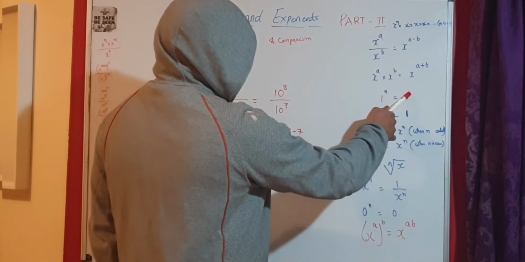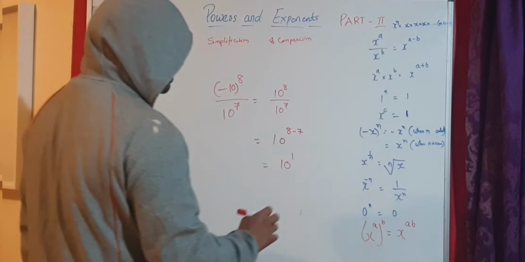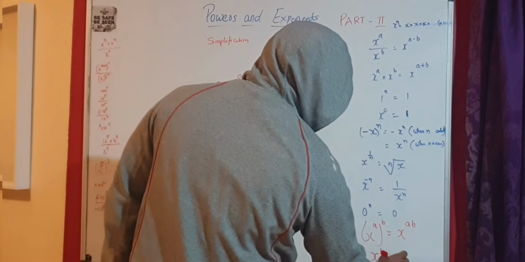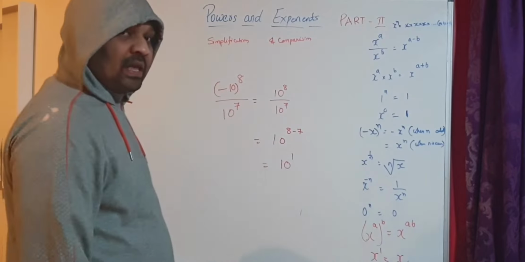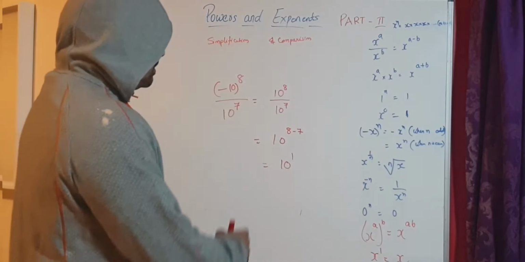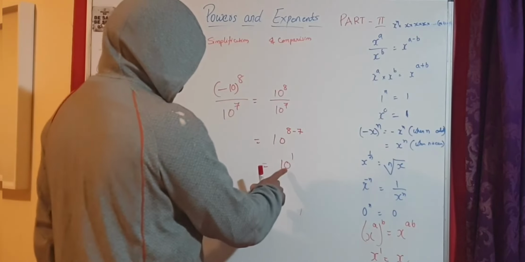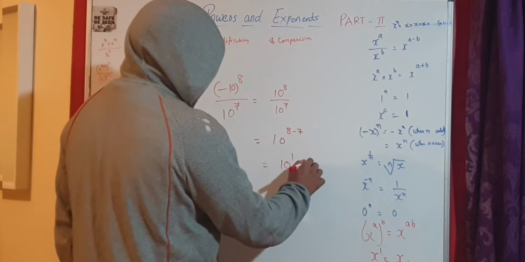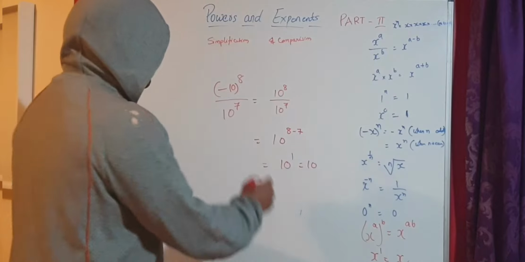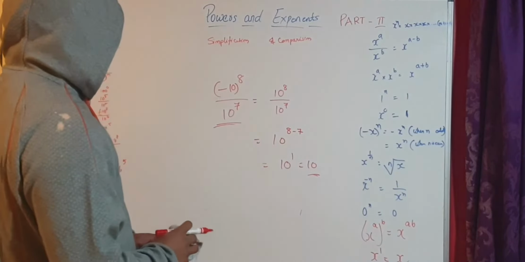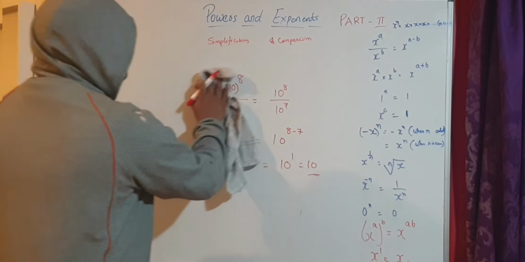1 to the power of n is equal to 1. That is one of the formulas, but the other formula is, for example, x to the power of 1 is equal to x. This one also we have discussed in the last session. So anything to the power of 1 is equal to that thing only. In this case, 10 to the power of 1 is equal to 10. So when you simplify this one, we get 10. This is how you have to do simplification.